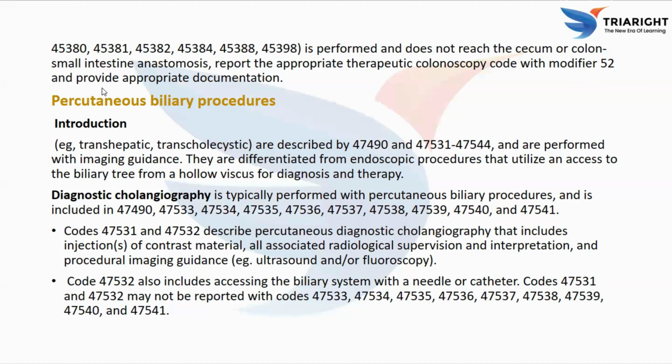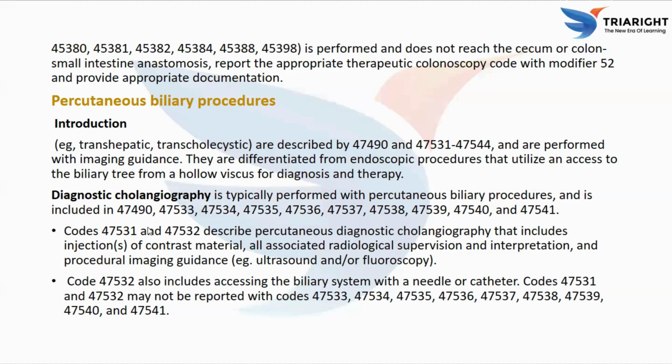So then, percutaneous biliary procedures. What are percutaneous biliary procedures? It is access to the biliary tree through the skin, and the common approaches are transhepatic and transcholecystic. These procedures are image guided, with ultrasound and fluoroscopy. So what are the CPT code ranges? 47490 and 47531 to 47544.